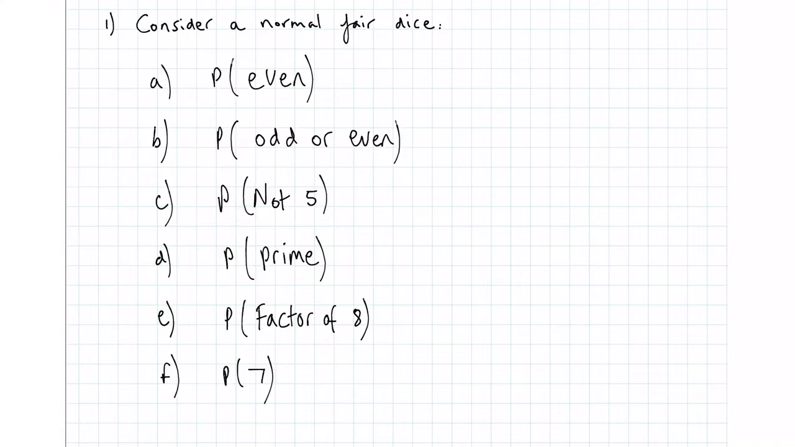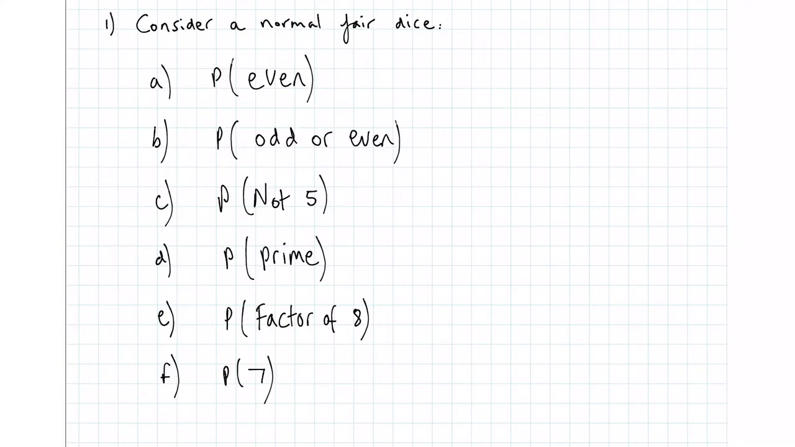What's the chance of it not being a 5? What's the chance of it being prime? What's the probability of the top number on the dice when you've rolled it being a factor of 8? And then the last one, what's the probability of rolling a 7? Remember, when you write probabilities in GCSE maths, we want decimals, percentages or fractions, no ratio allowed.